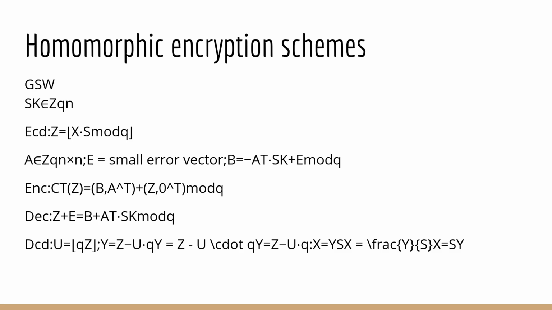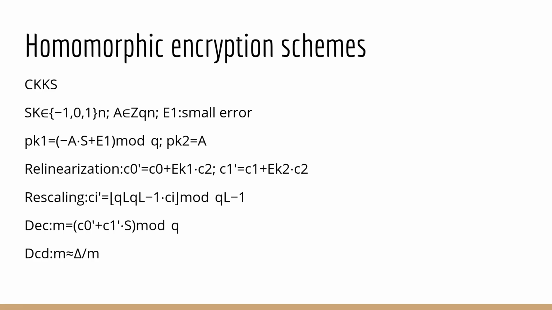It's a very large number. We then go on to CKKS. Here the secret key is sampled from {-1, 0, 1} to the power n. We have a few additional steps in CKKS. There is encoding, relinearization, rescaling, decoding and decryption. The steps are given below.